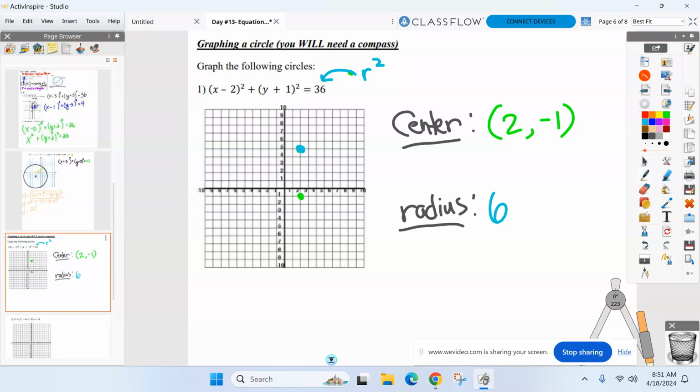And I said 4 points. How can I get 3 more? So in the other directions: right, left, up, and down. Go 6 right, left, and down from the center. 1, 2, 3, 4, 5, 6.